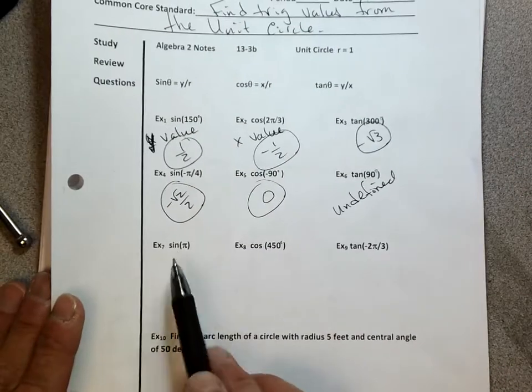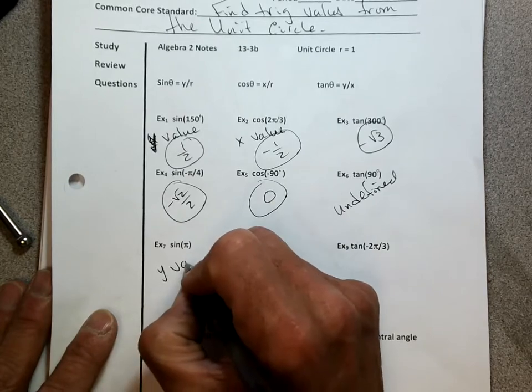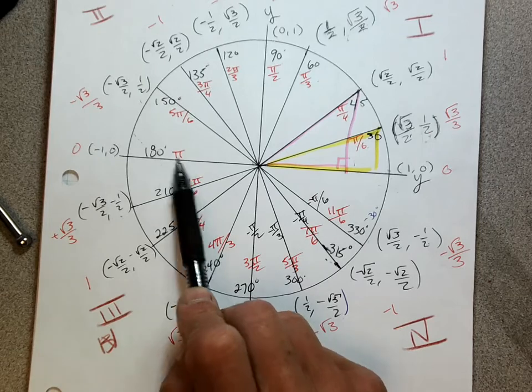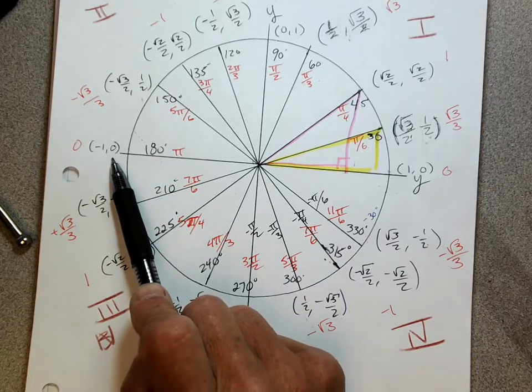Sine of pi. Sine is the y value, right? Go to our pi on our circle. Sine is the y value. Boom, it's just going to be 0, okay?